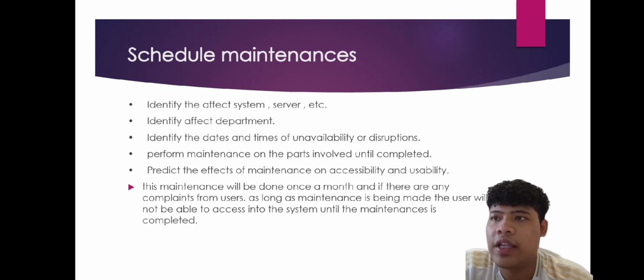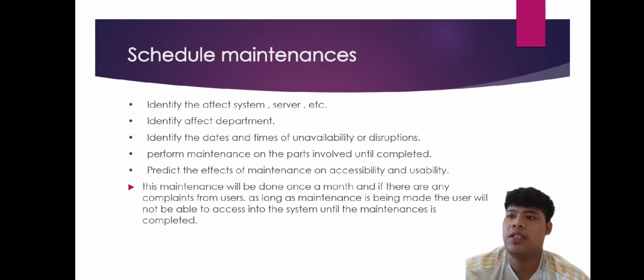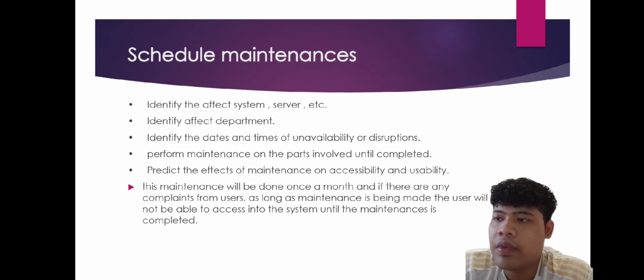First, identify the affected system, server, etc. Identify the affected department, identify the dates and time of unavailability or description, perform maintenance on the parts involved, and predict the effect of maintenance on accessibility and usability. This maintenance will be done once a month, and if there are any complaints, report from users.